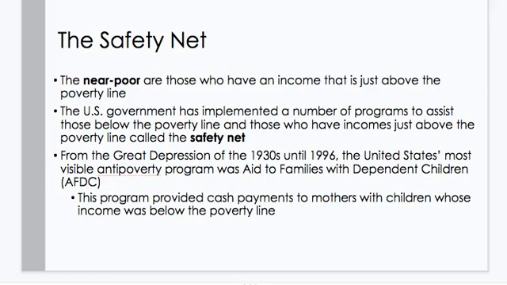The safety net. The near poor are those who have an income that is just above the poverty line. The U.S. government has implemented a number of programs to assist those below the poverty line and those who have incomes just above the poverty line, called the safety net. From the Great Depression of the 1930s until 1996, the United States' most visible anti-poverty program was Aid to Families with Dependent Children. This program provided cash payments to mothers with children whose income was below the poverty line.